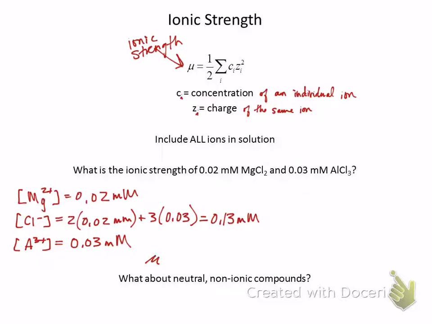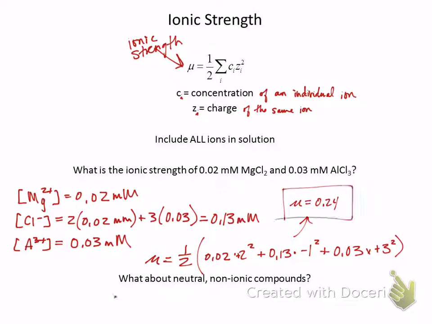So now if we fill out our equation for ionic strength, we see that mu is equal to 1/2, and now it's the sum of each of those terms where we take the concentration of each of the ions times the charge squared. And you can see then we're adding up each of those terms and then creating this product where we say that mu is equal to 0.24.